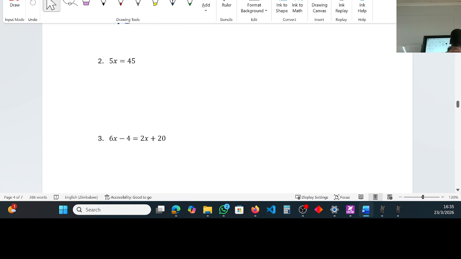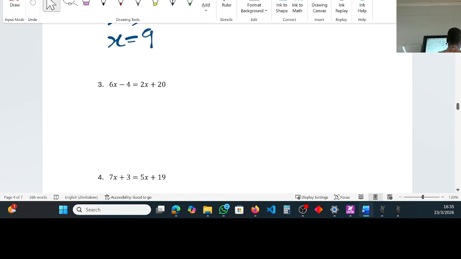Then we are moving to the next equation where 5 times x gives us 45. We want to get rid of 5, so we'll divide both sides because there is an equal sign. So 5 divided by 5 is 1. And on the right side, 45 divided by 5 gives us 9.